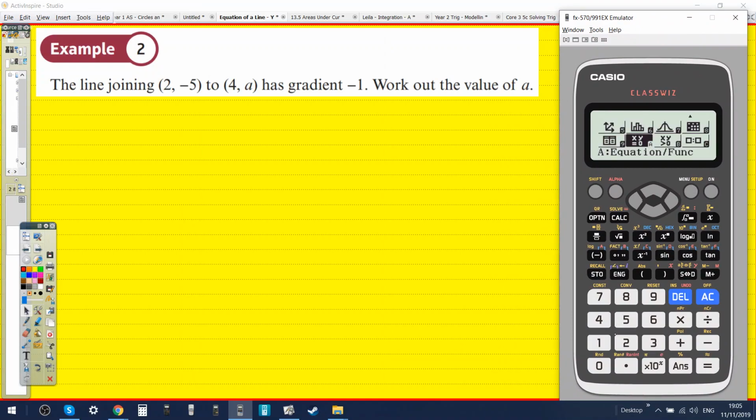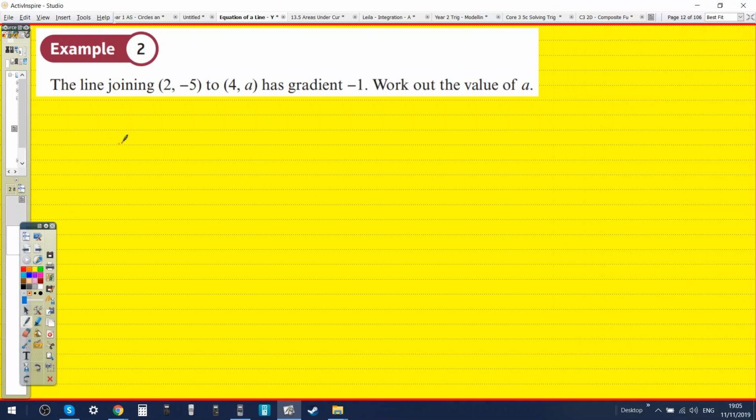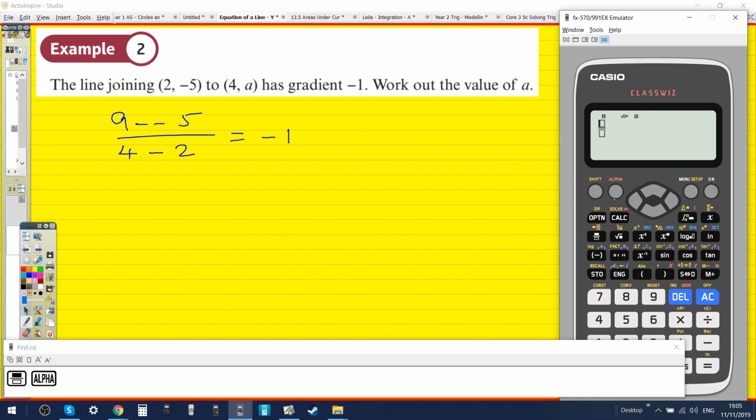Okay, so does that mean I need to do a minus 5 over 4 minus 2 equals minus 1, and then that will be a minus, or should I say a plus 5 equals minus 2, and so a, I think, is equal to minus 7.